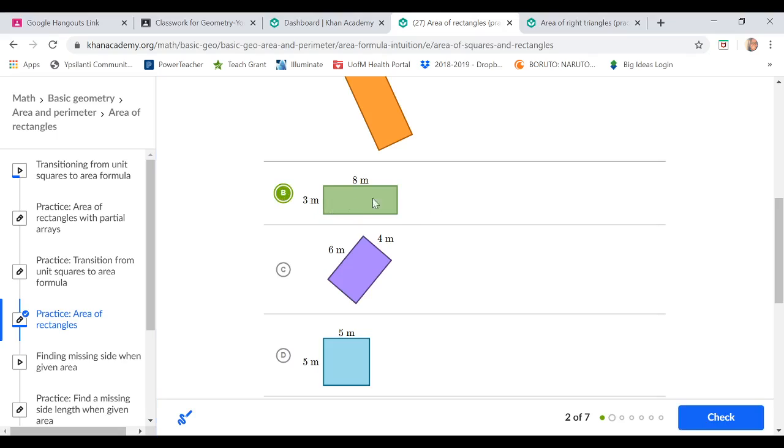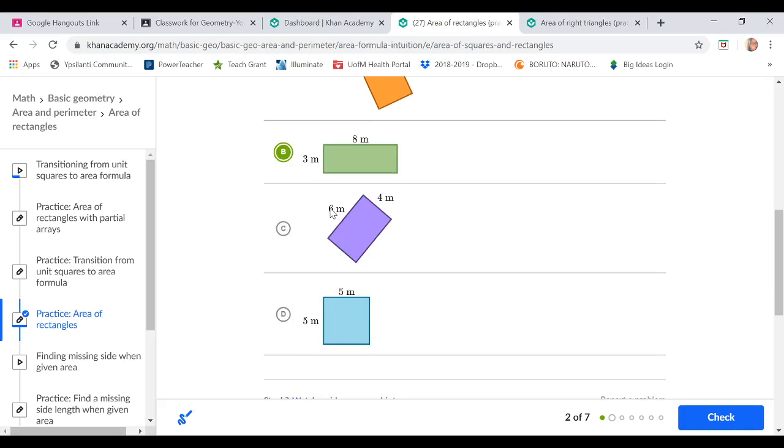So that's an option. The area of this rectangle is 24. And then here for C, 6 times 4. If we do 6 times 4, again, we get 24. So the area of this rectangle is also 24. So remember what this means is that if we place this on a grid like we had in the previous practice set, there are going to be 24 squares inside of here.